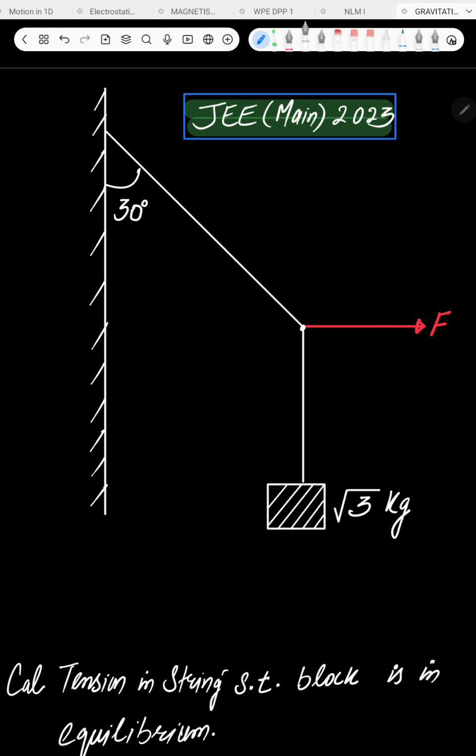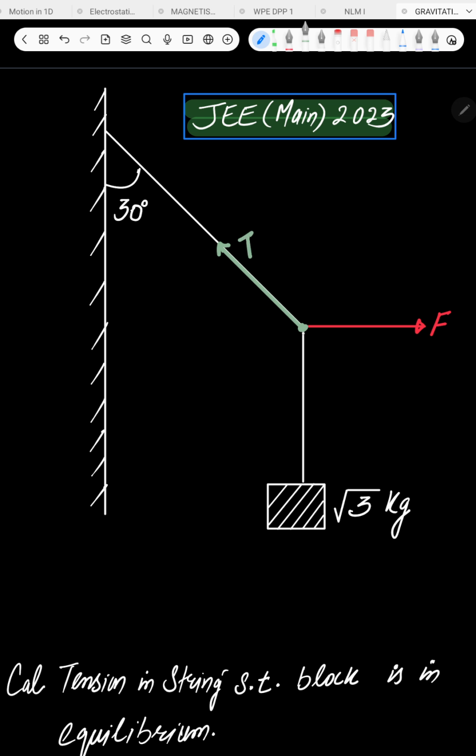The first thing you will try to do is see how many forces are there at this node, at this 0 point. How many forces are there? There are obviously three forces. Number one is this external force, which is F. Number two is tension in the string. Here in this part of the string there is tension, which is equal to T.